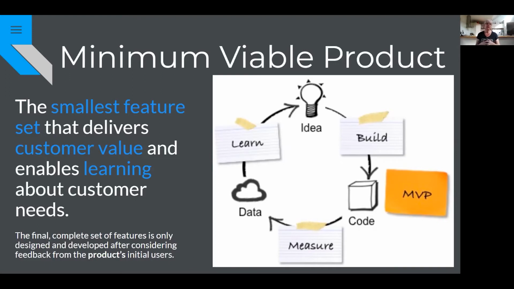So building something that we can start to test with that smallest feature set that's still going to provide value to our customer and allow us to learn from them actually using it or engaging with it, what's working and what's not, what's valuable and what's not, and starting to see what they'll pay for and what they won't.